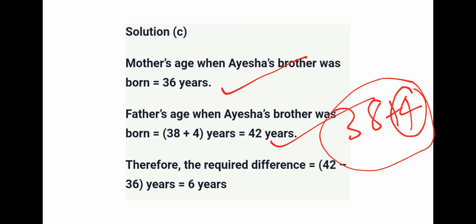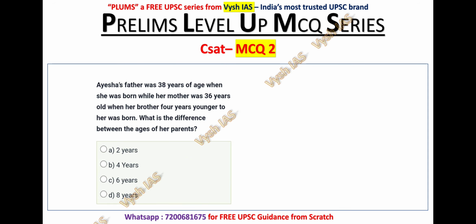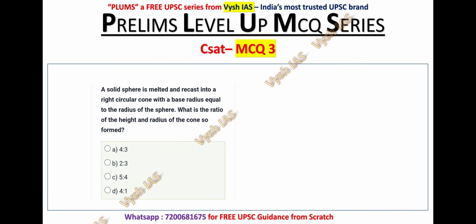The age difference between two people will remain the same always, right? So the difference, 42 minus 36, is 6 years. So 6 years is the difference between her father and mother. So option C is the correct answer for MCQ number 2. Now let's solve MCQ number 3. A solid sphere is melted and recast into a right circular cone with a base radius equal to the radius of the sphere. What is the ratio of the height and the radius of the cone so formed?